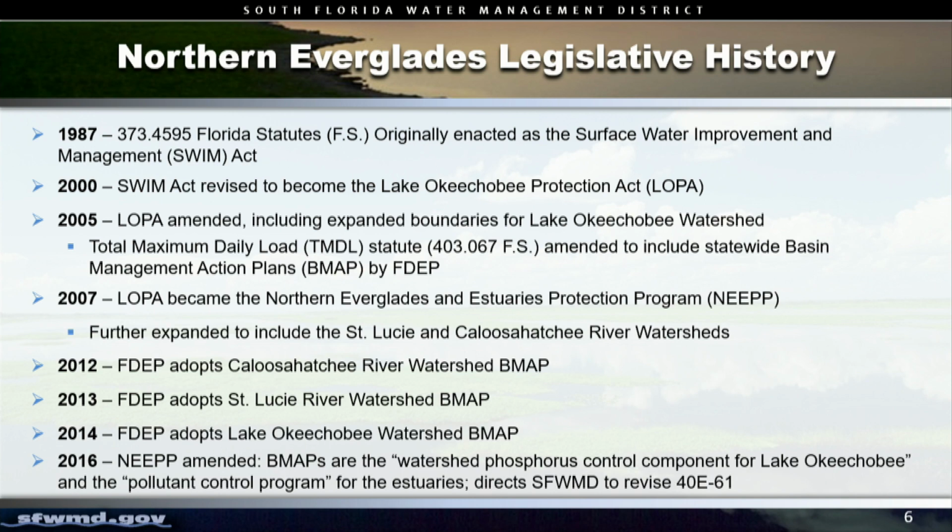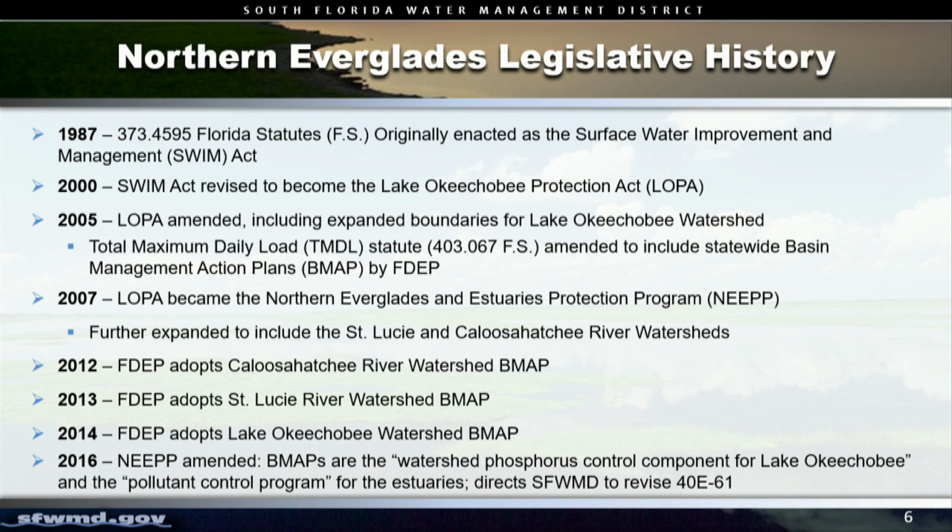In 2007, that's when 373.4595 became the NEEP, or the Northern Everglades and Estuaries Protection Program. That is also when that statute expanded the boundaries to include the river watersheds. Between 2012 and 2014, Basin Management Action Plans were developed for the 3 Northern Everglades watersheds.